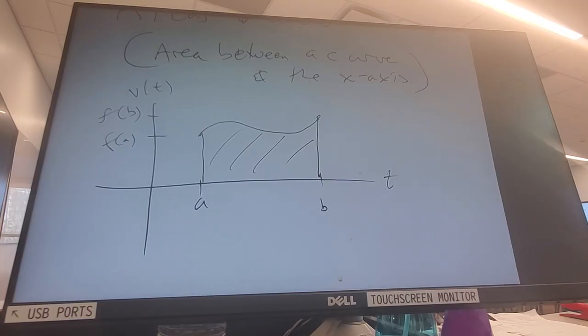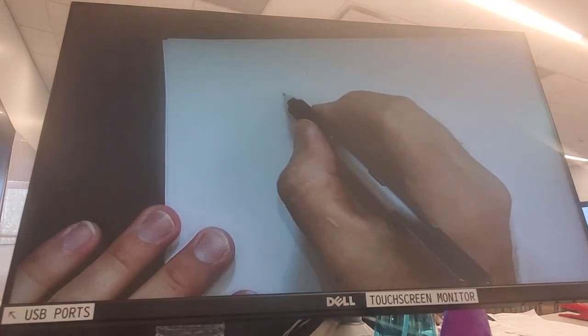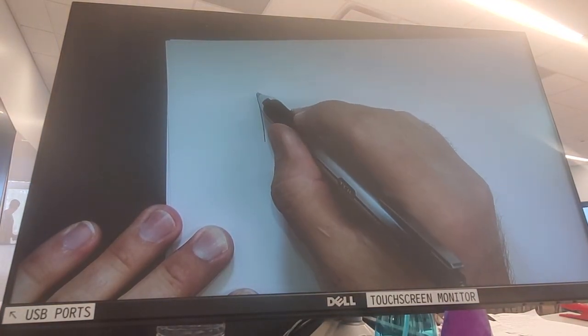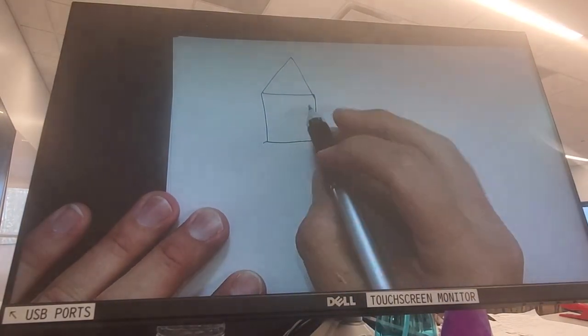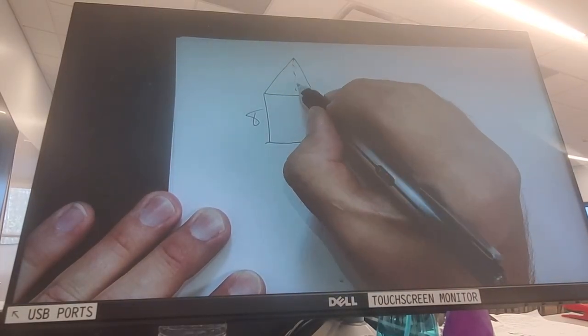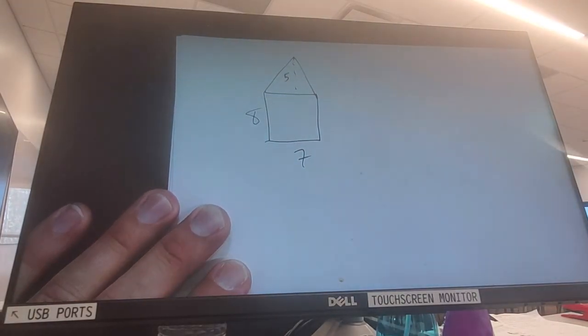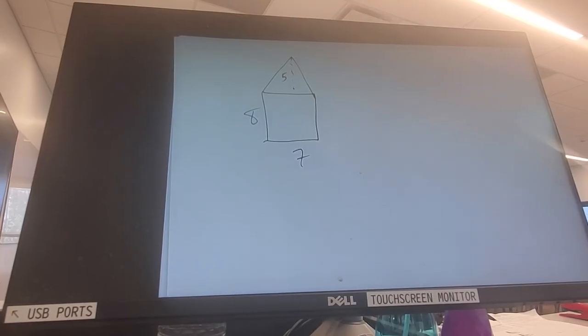So, let me ask you this. How would you calculate the area of this? The little house here. So this is 8, this is 7. And this is 5. How would you calculate the total area of that shape? Calculate the area of the triangle. Yes, you would cut it up into parts that you know the formula of the area, correct? You guys kind of with me?